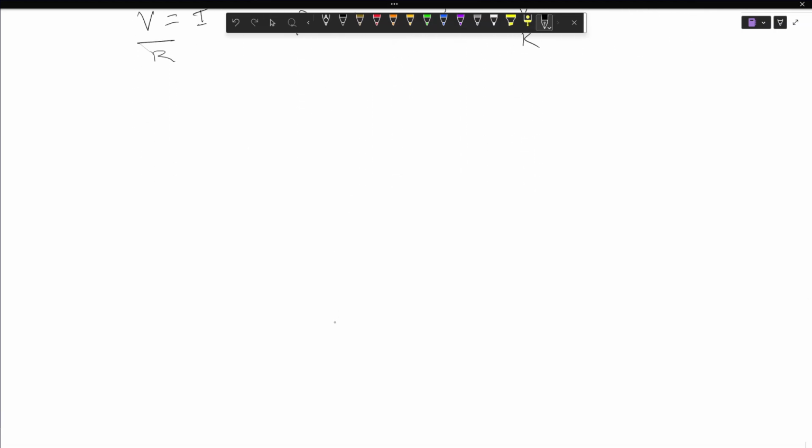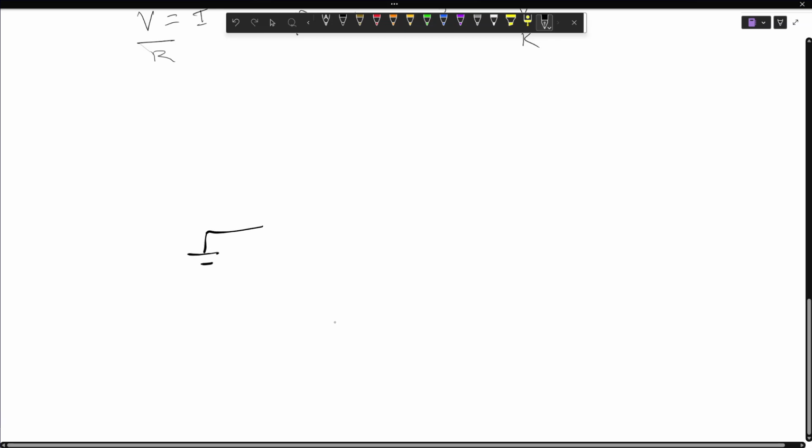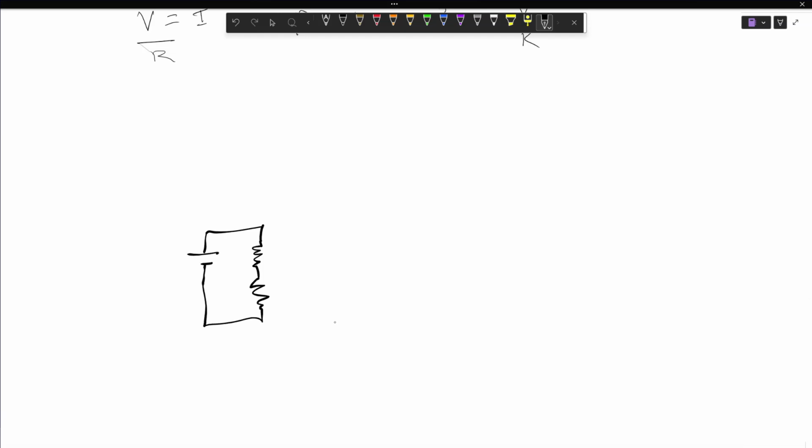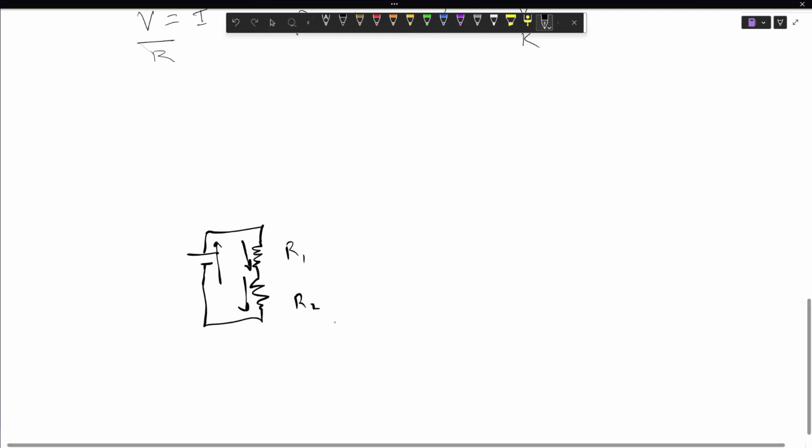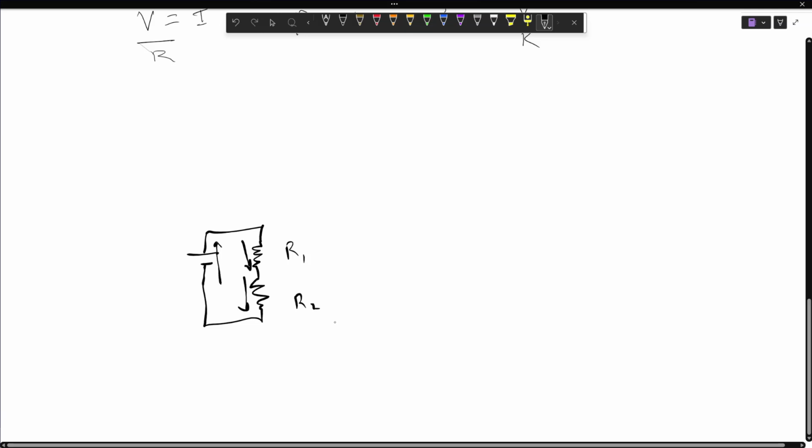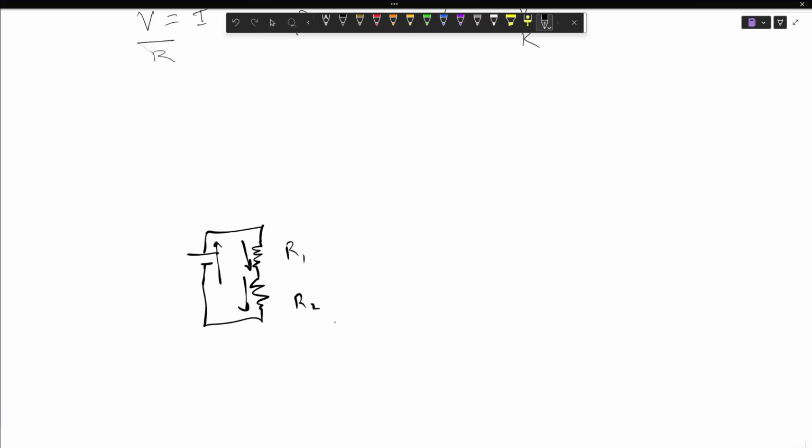So if I had a more complicated circuit, like a battery going into one resistor and then another resistor, I could call this R1 and R2 and say, okay, I'm going to gain voltage, then I'm going to lose voltage, and I'm going to lose voltage, and get one equation. And then also say that because it's one loop, I have to have the exact same current everywhere and do some substitutions.